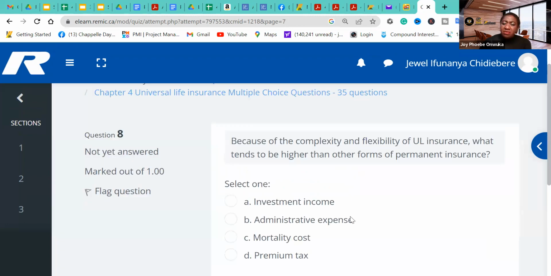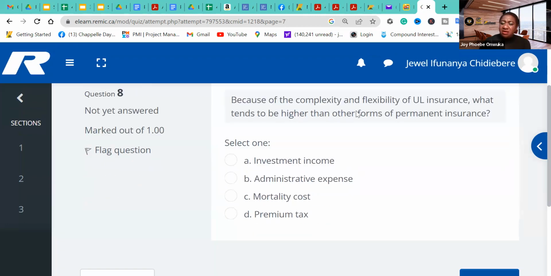Okay. Now, because of the complexity and flexibility of universal life insurance, what tends to be higher than other forms of permanent insurance? Investment income, administrative expenses, mortality costs, premium tax. Is premium tax. Okay.